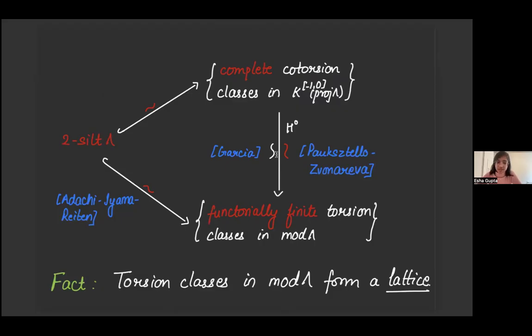Moreover, it is a well-known fact that torsion classes in the module category form a lattice, which has been studied a lot in the literature. They are known to be semi-distributive. For type A_n, they are the Cambrian lattices, and so on. And so what we now want to do is to replace this 2 in here by an arbitrary higher natural number. We do this in the following way.